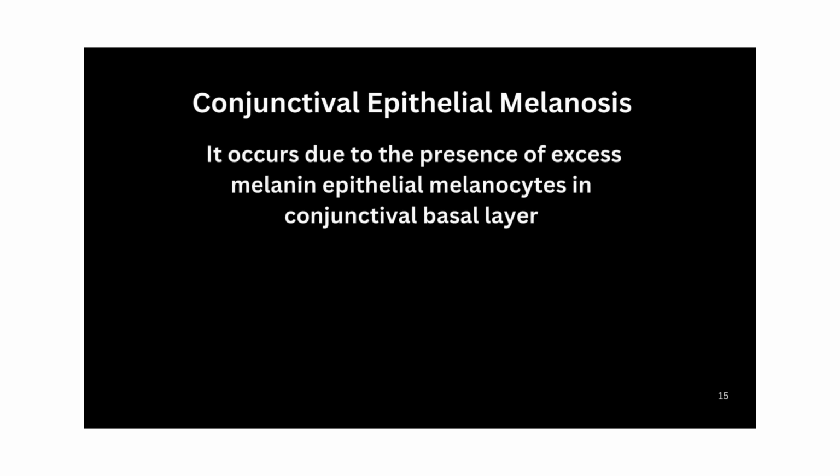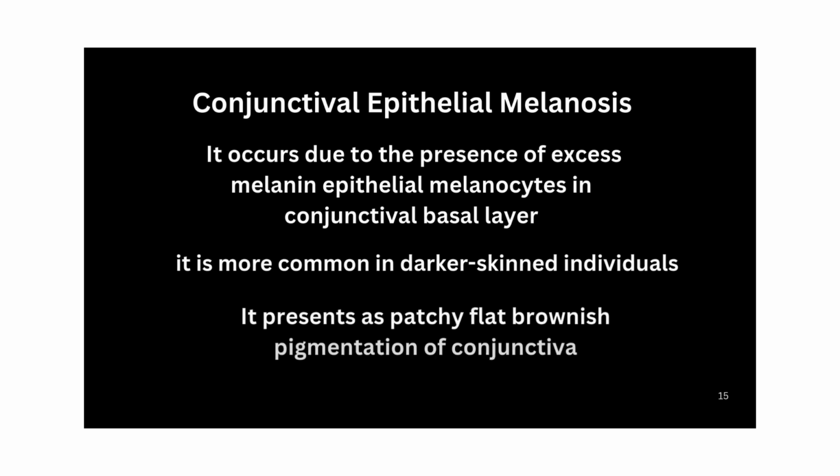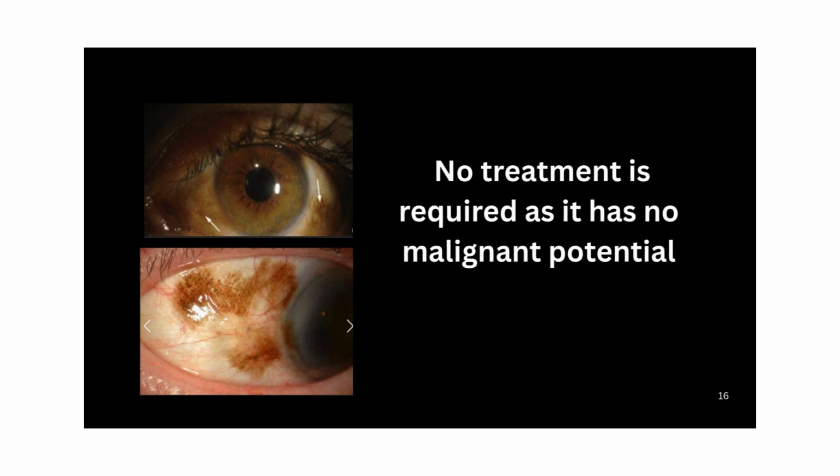The third example is conjunctival epithelial melanosis. It occurs due to the presence of excess melanin in epithelial melanocytes in the conjunctival basal layer. It is more common in darker-skinned individuals. It appears as patchy flat brownish pigmentation of the conjunctiva. Here are the pictures of conjunctival epithelial melanosis. No treatment is required as it has no malignant potential.